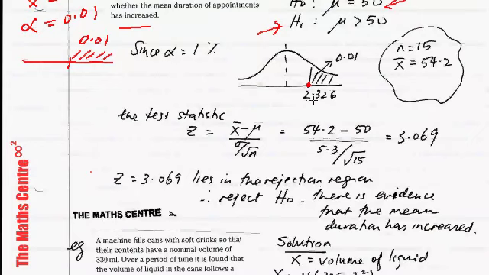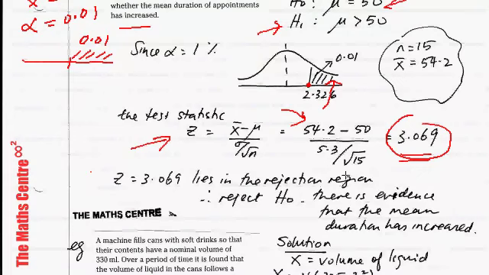Now we know the sample size is 15. We know X bar, the sample mean, is 54.2. Let's go ahead and work out Z, the test statistic. X bar minus mu over sigma over square root of n. Plug in all the values, and you'll get a value of Z which is 3.069.